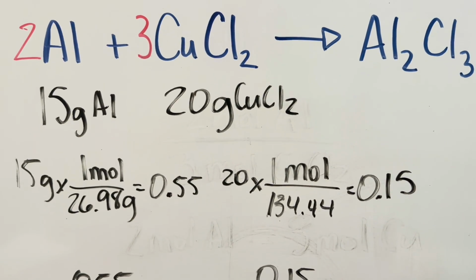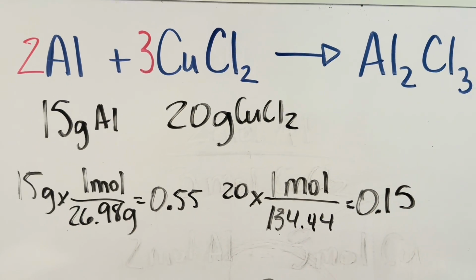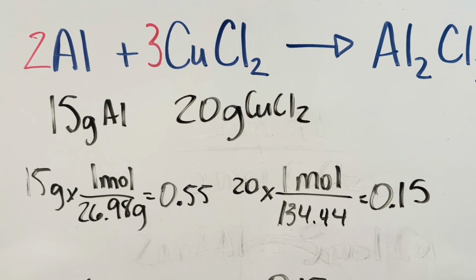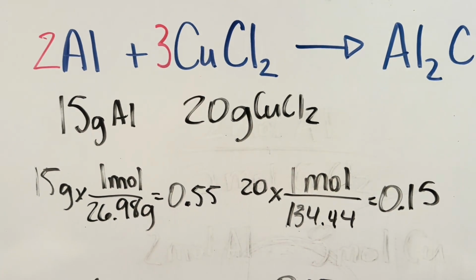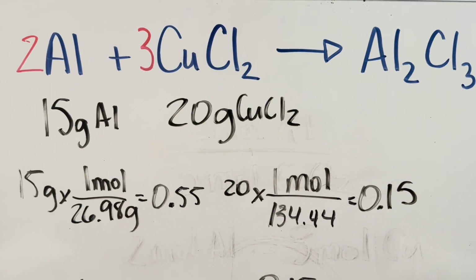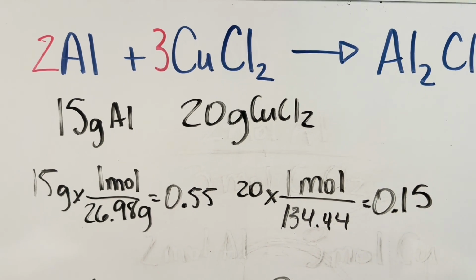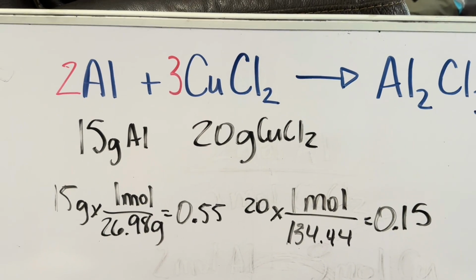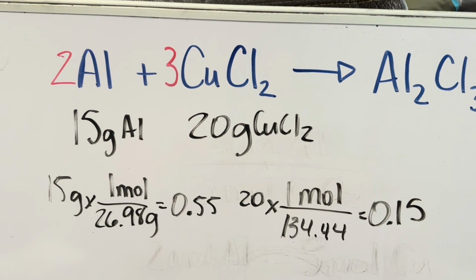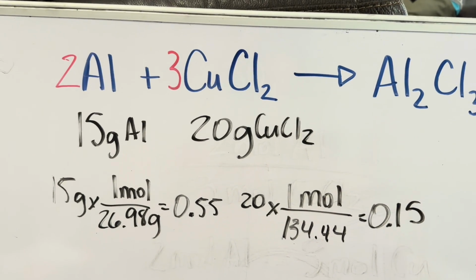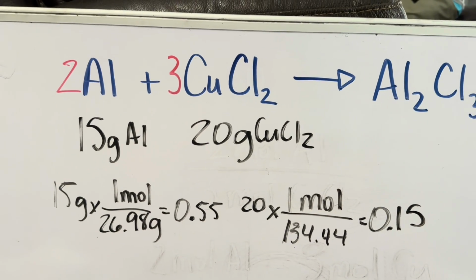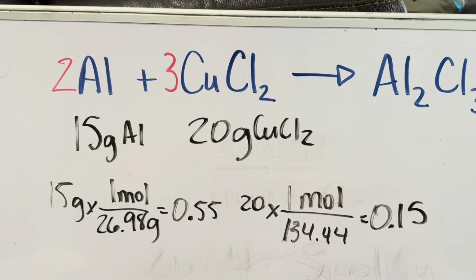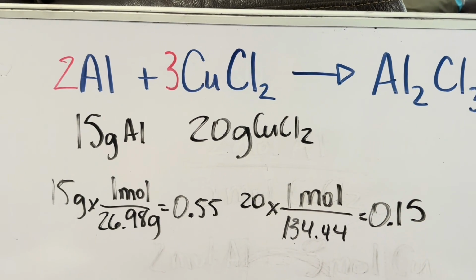Hopefully you've had time to do that math, and we figure out that if we start out with this amount of reactants, 15 grams of aluminum and 20 grams of copper chloride, that means that we have 0.55 moles of aluminum and 0.15 moles of copper chloride. Now we want to look at our recipe for this reaction. We're told that 2 moles of aluminum react with 3 moles of copper chloride. So we have to figure out which one is going to get used up first.